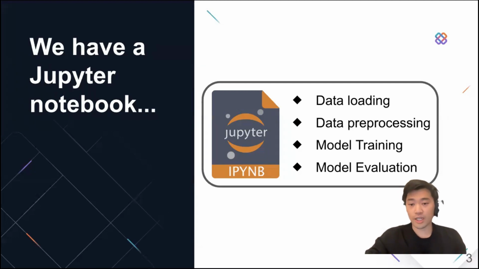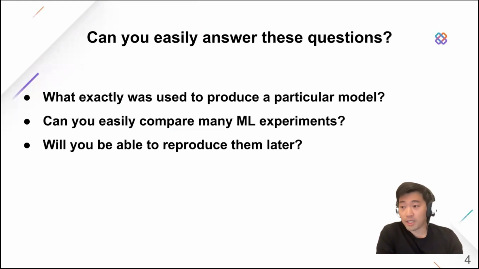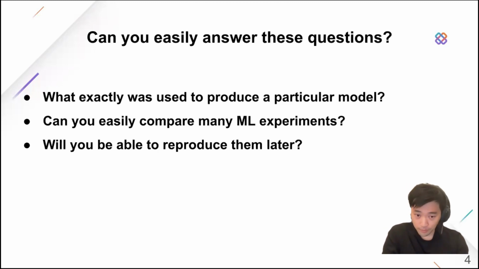But at this point, you start asking yourself some questions, and some of those questions may be: can you easily reproduce the results that you tried in the past and reproduce a very particular model? And if you tried many different combinations of algorithms or sets of different hyperparameters, are you able to compare them apples to apples in terms of their metrics? And if you want to go back to a particular experiment that you tried, will you be able to reproduce that in full later on?